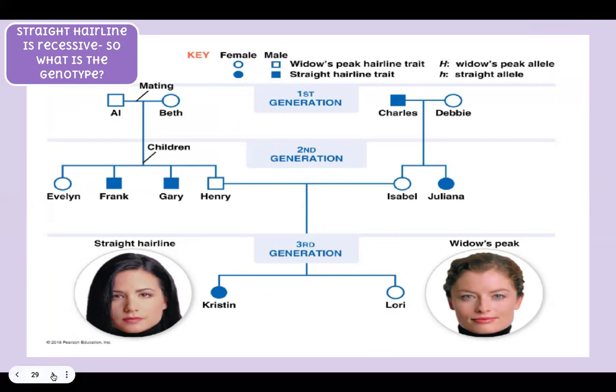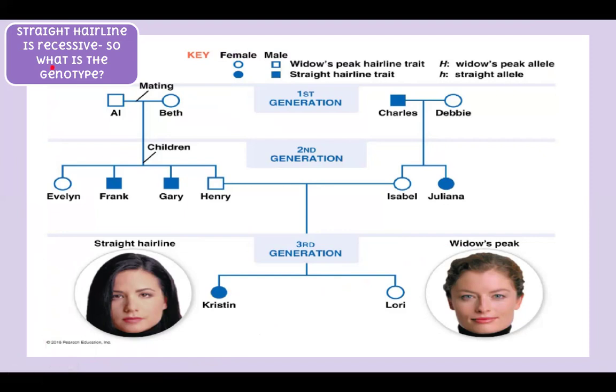Hairline is recessive, or straight hairline is recessive. So Kristen here has a straight hairline versus the dominant widow's peak. Lori has a widow's peak. Straight hairline is recessive. And if we want to track that straight hairline going through this family, then the first thing that we want to do is fill in all of the genotypes of people who have a straight hairline.